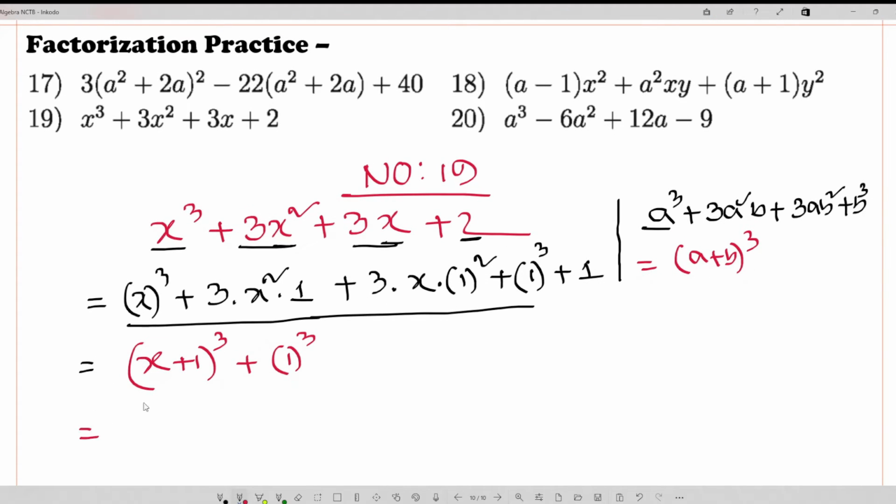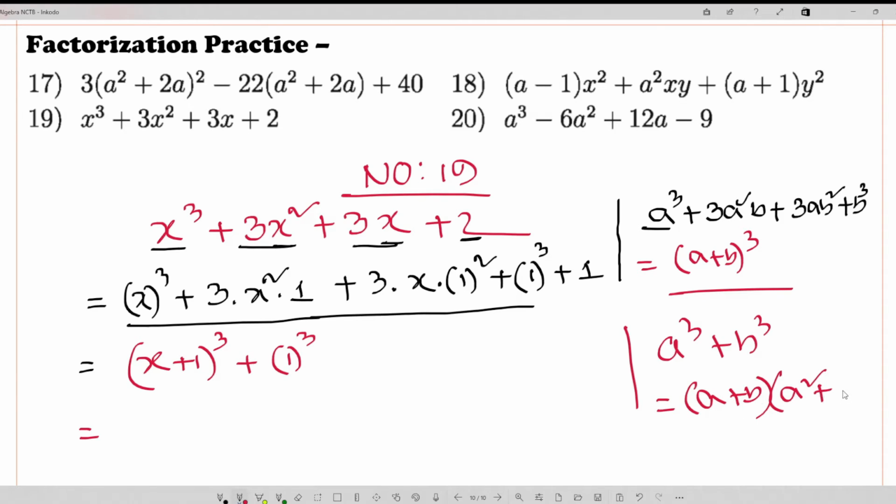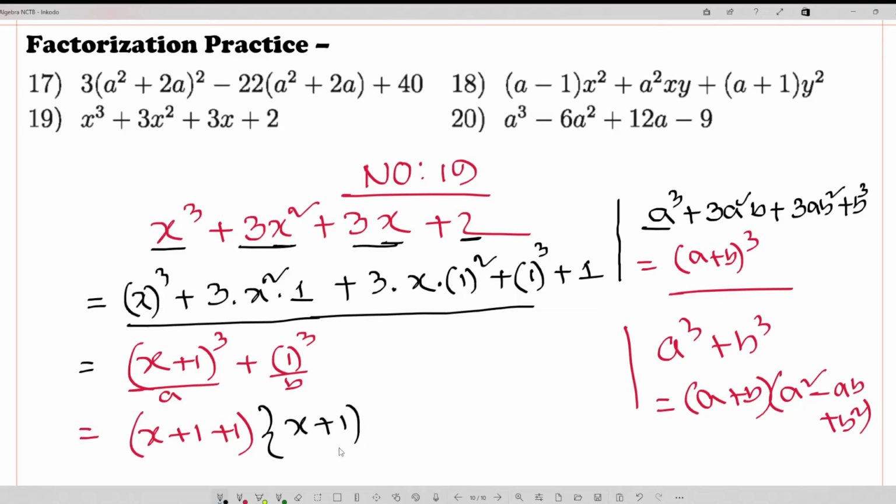Now look, this is the factorization, so a cube plus b cube, we know another theory: a cube plus b cube means a plus b times a square minus ab plus b square. So this is a and this is b, so first a plus b, it means x plus 1 plus 1, right? Then times a square means x plus 1 square, minus ab, a means x plus 1, b means 1, plus b square means 1 square, right?